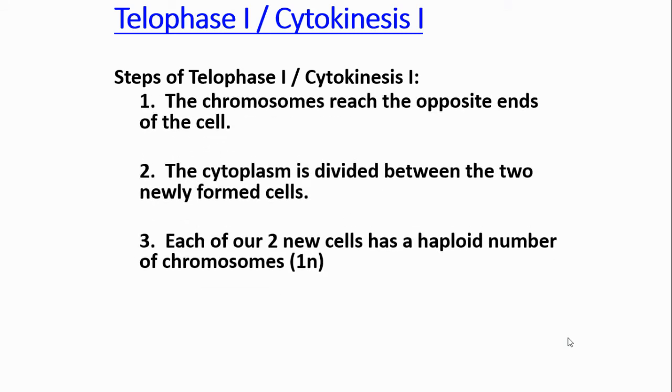Telophase 1 and cytokinesis 1. So the chromosomes are going to reach opposite ends of the cell. The cytoplasm is divided between the two newly formed cells, and each of our two new cells has a haploid number of chromosomes.